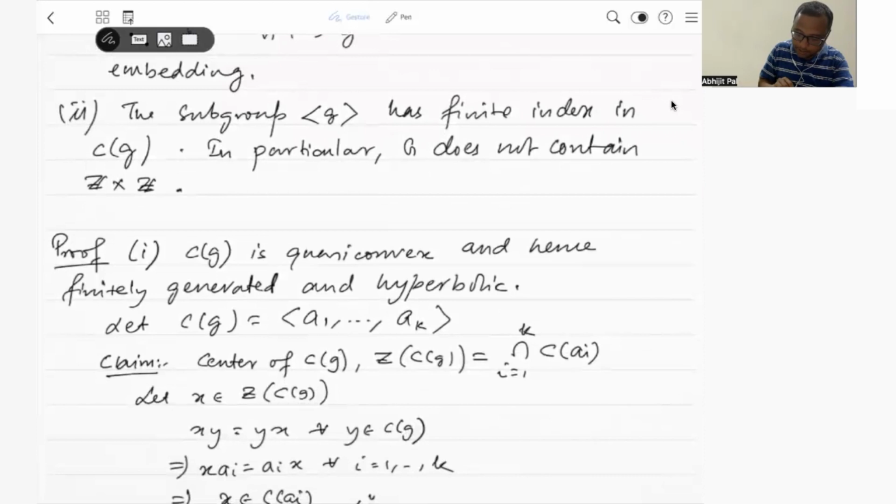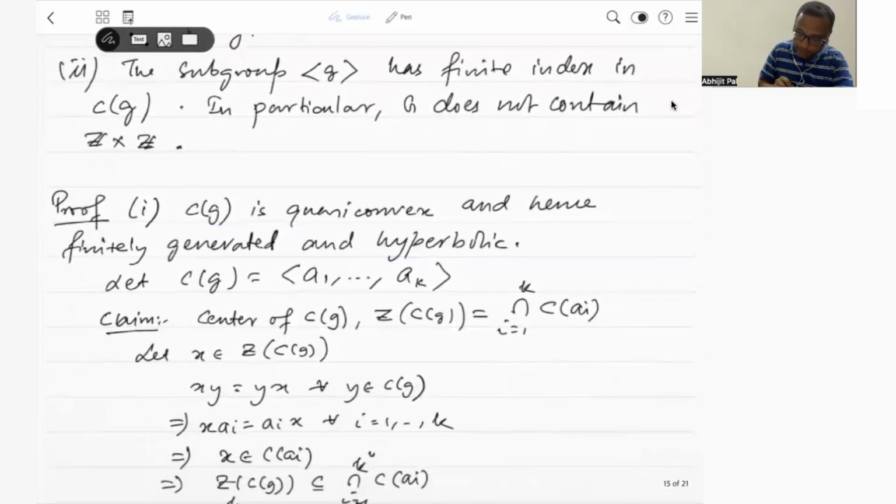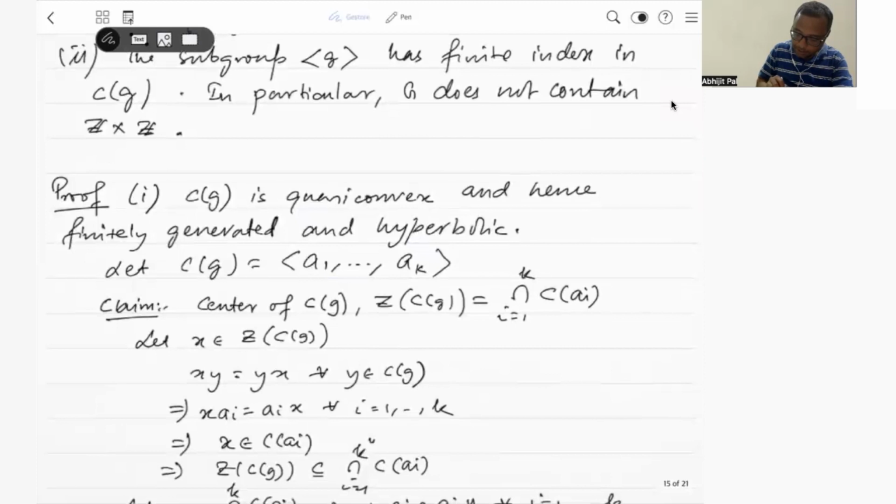So we have already seen that the centralizer of an element is quasi-convex, and hence it is a finitely generated group, and it is also hyperbolic. So let us take CG to be generated by A1, ..., AK. The first claim is that the center of the centralizer is the intersection of the centralizers of the AI, since the AI are the generating set of this centralizer.